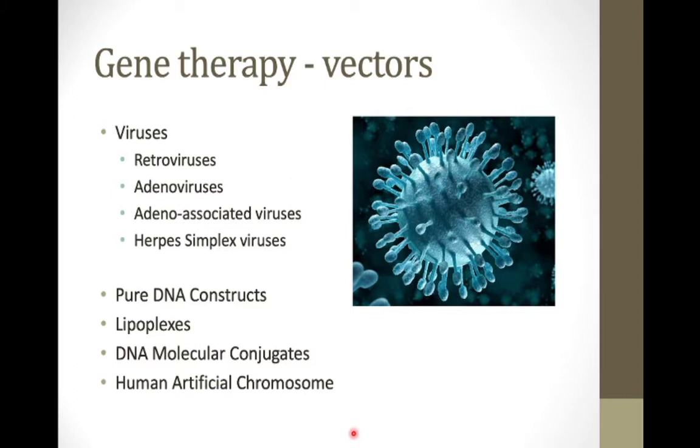The gene therapy vectors that are used are viruses, things like retroviruses, adenoviruses, adeno-associated viruses, or herpes simplex virus. Now the virus is modified so that it can't form an active virus, so it only affects once. But they can also look at using for gene therapy pure DNA constructs, or things like lipoplexes, DNA molecular conjugates, and human artificial chromosomes.